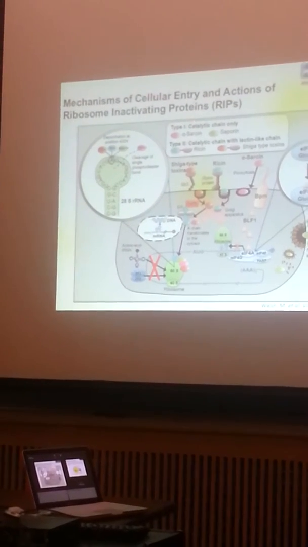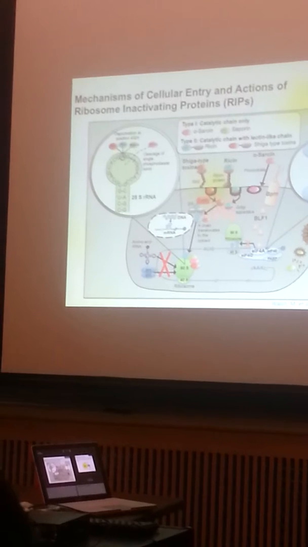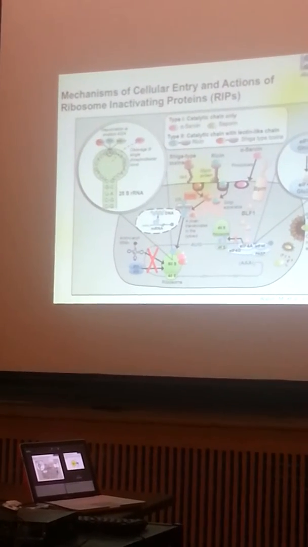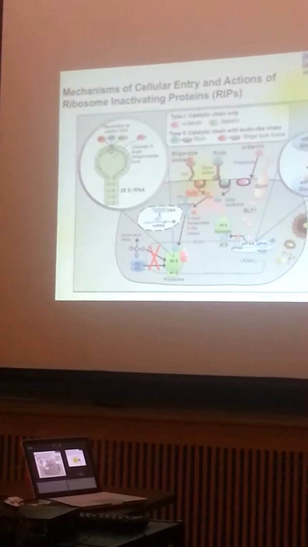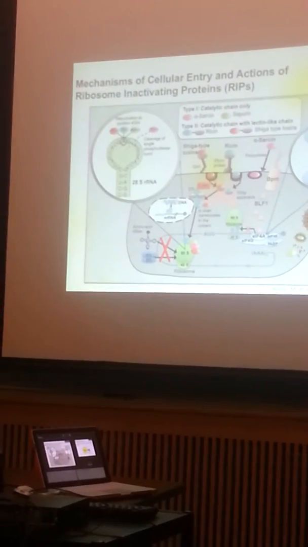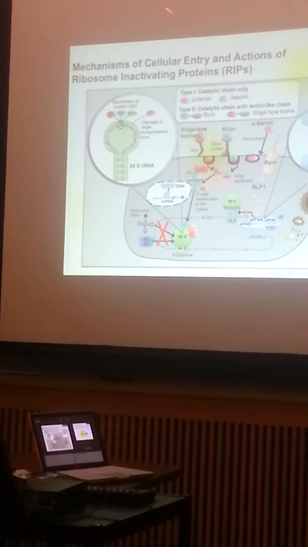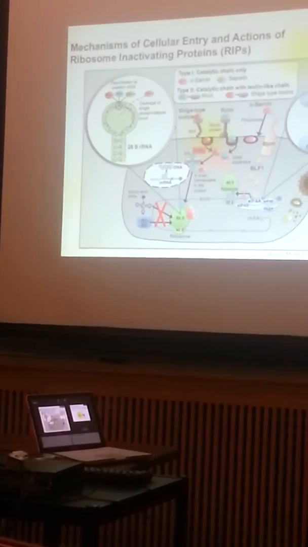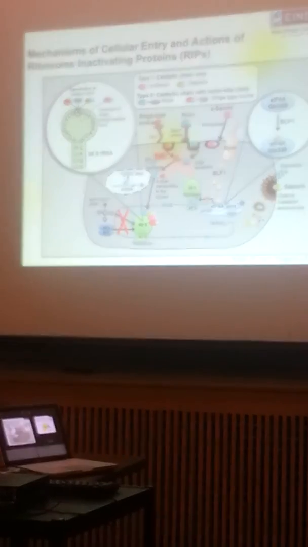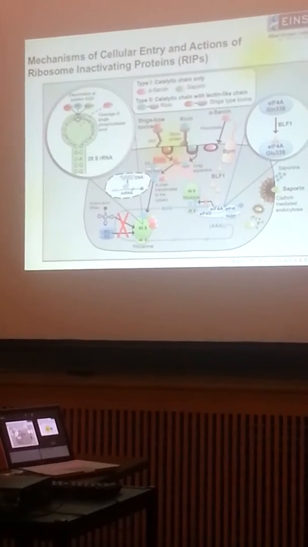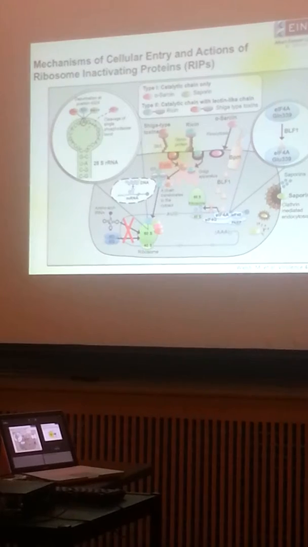There are two different types of ribosome-inactivating protein. Type 1 contains only the catalytic chain, and it has a molecular weight of 13 kilodaltons, which I will talk about later on. Type 2 contains the catalytic chain and also the lectin-like B chain.